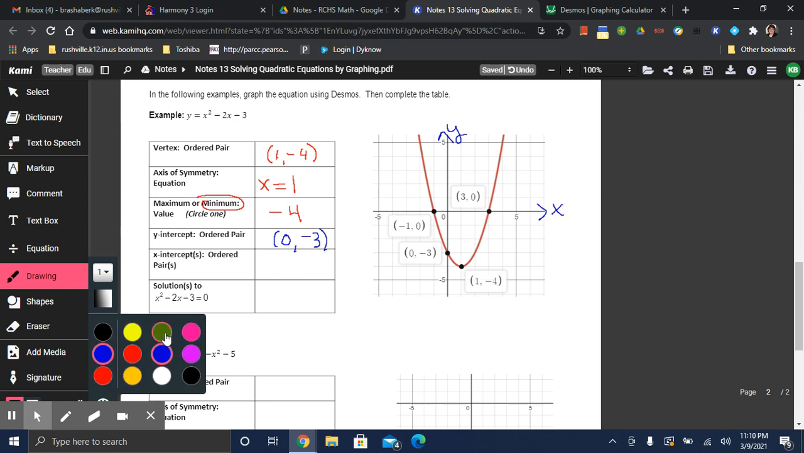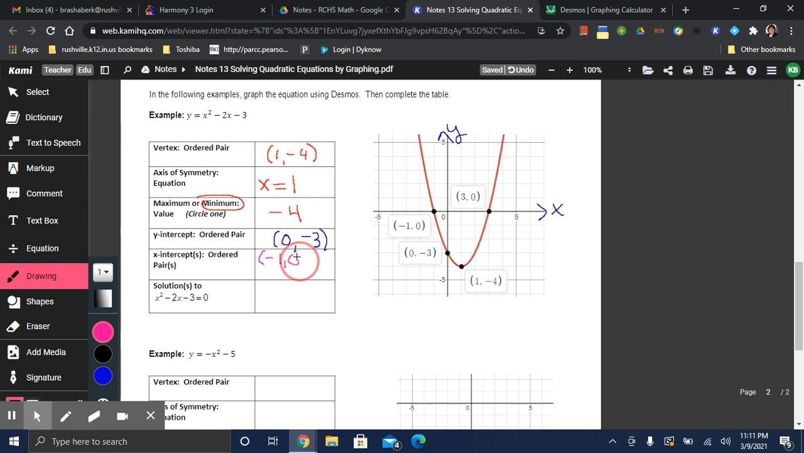And then finally, we'll do the x-intercepts. This one has 2 x-intercepts. We found these on Desmos. So the ordered pairs for the x-intercepts would be (-1, 0), and the other one over here at (3, 0). Make sure you write those as ordered pairs.